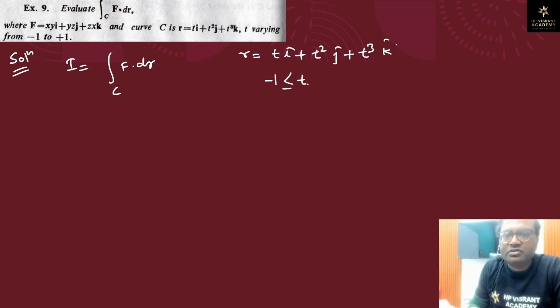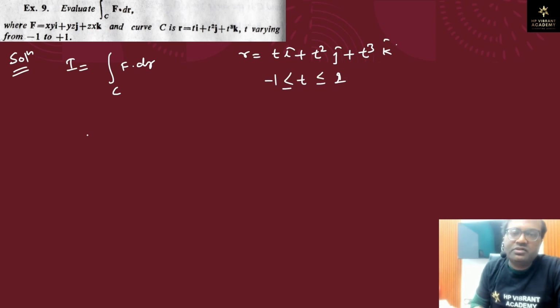Let us discuss question number 9. How can we solve this? Let us evaluate this. We have I as the integral of f dot dr along the curve C, where the curve C is r equal to t i cap plus t square j cap plus t cube k cap, and t varies from minus 1 to 1.